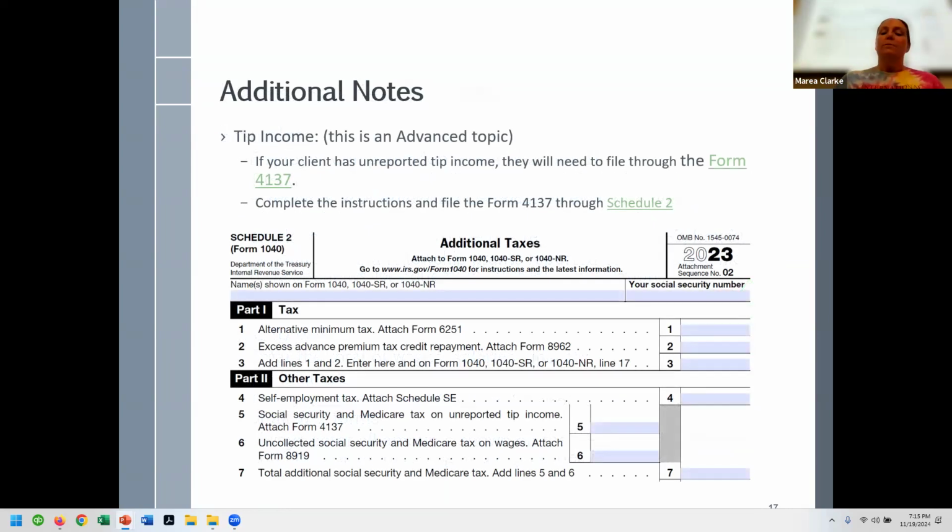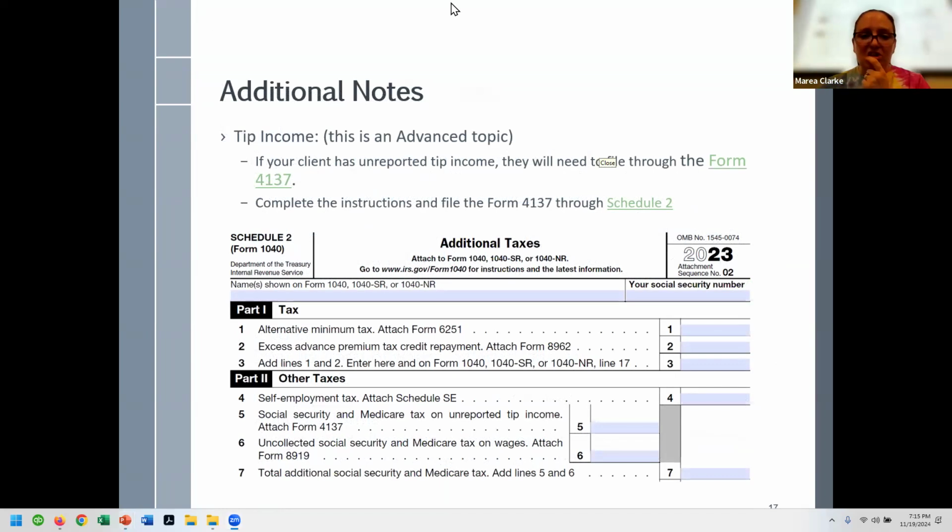If there are tips, and if they have unreported tip income, there is a special form for that. I will say that a lot. There is a special form for that. That's going to be on form 4137. That's going to get reported on schedule 2.